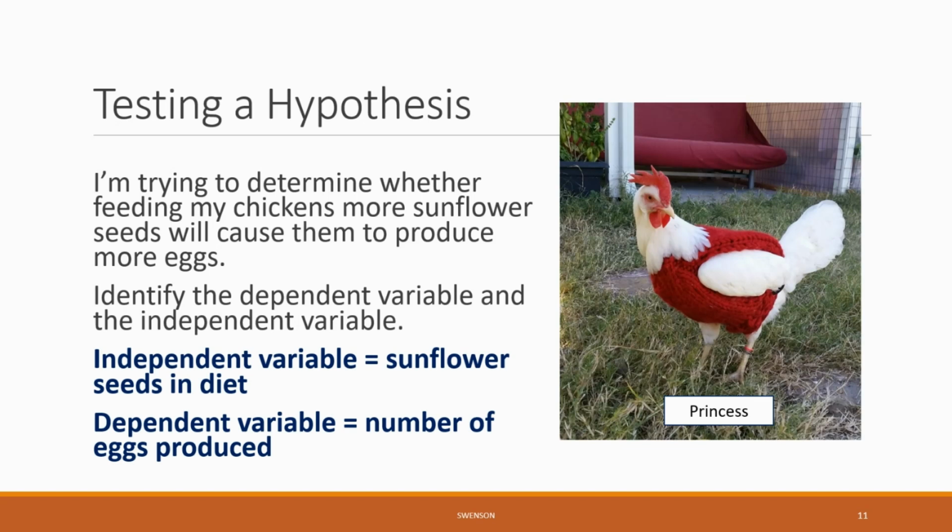If you said that the independent variable is the sunflower seeds in the diet, you would be correct. That's something that we can directly adjust for the chicken. If you said that the dependent variable is the number of eggs produced, you would also be correct because this is dependent on how the independent variable was set up.